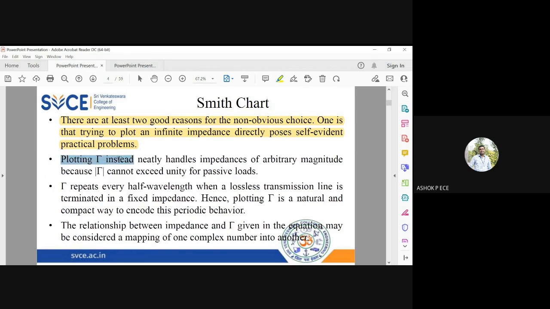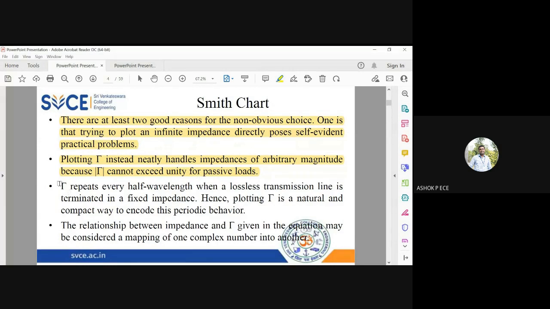Plotting tau instead of impedance gives us control over the Smith chart. The maximum value of tau is 1 and the minimum value is -1, so the tau value is limited. When you plot everything with respect to tau and tau is bounded, our graph becomes very flexible and also bounded. Even infinite resistance can be brought into the Smith chart at a simple coordinate. That is the beauty of the Smith chart.